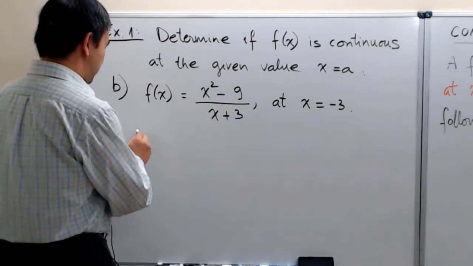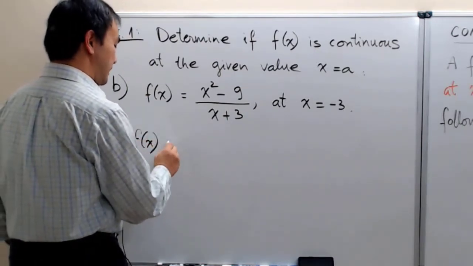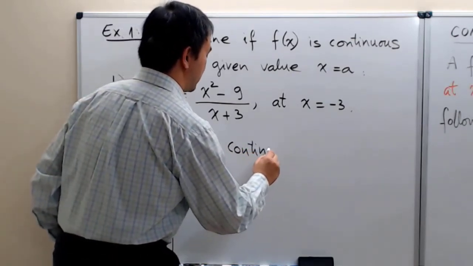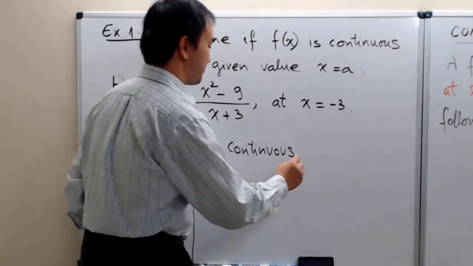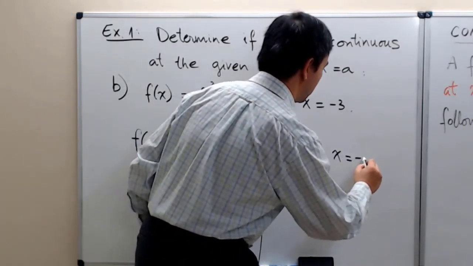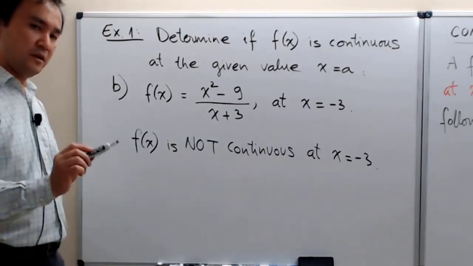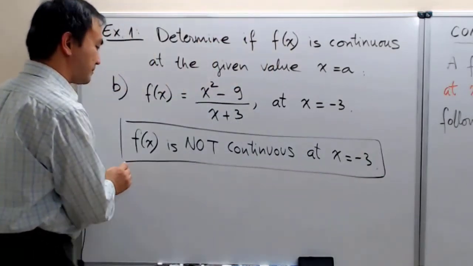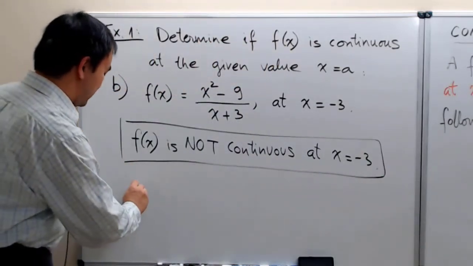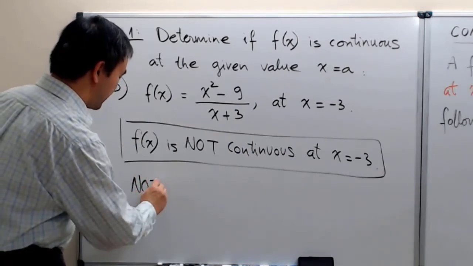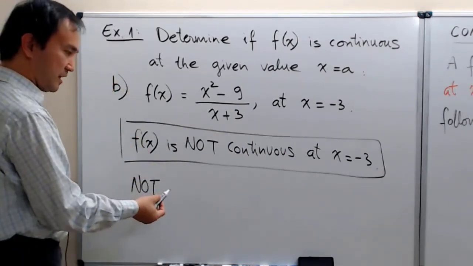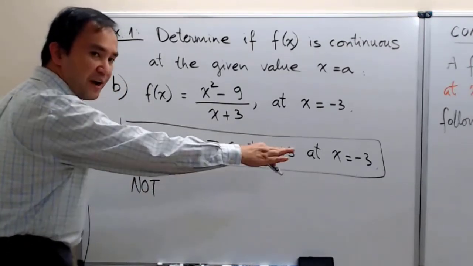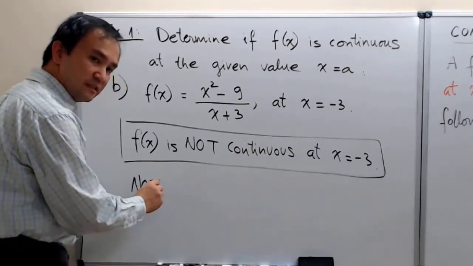But f of x is not continuous at x equals -3. So not continuous is one way of saying it. And so after question B of our current example 1 right here, then you can immediately understand that our function is not continuous at a given point as long as anytime we fail either one of the requirements indicated on the other board there.